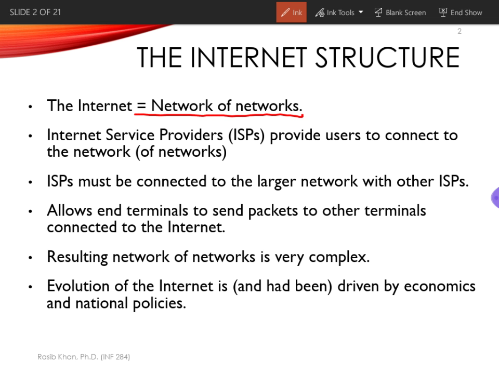One of the main things that we see in today's internet structures is the presence of what we call internet service providers, or in short ISPs, and they are responsible for providing users the actual connection to the network of networks, what we call the internet. So as a result, the ISPs must be connected to the larger network with other ISPs, which forms the overall global internet.